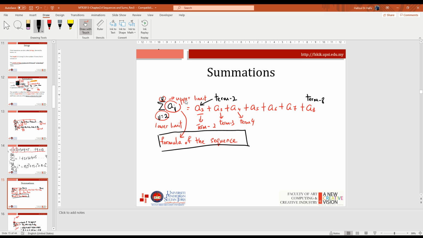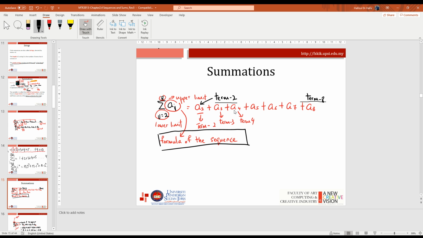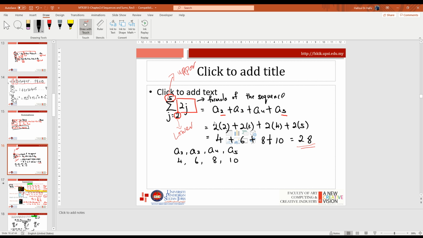This one is the upper limit, and this one is a formula of the sequence, or sometimes you call it a typical element. Then you have a lower limit, and the terms start from term 2, because the index is 2, and the upper limit is 8. For example here, if you sum from the lower to the upper with a formula of the sequence, 2 multiplied by 2, 4, 6, 8, 10, we got the total 28.